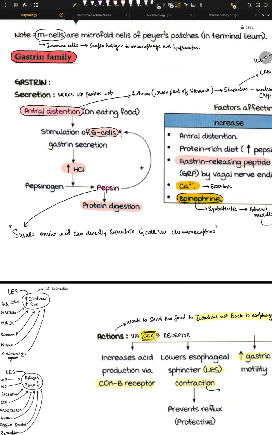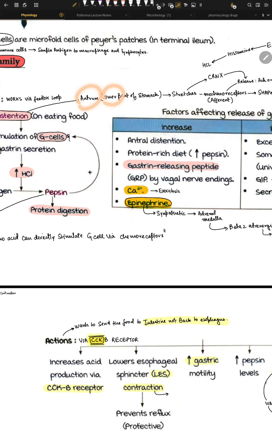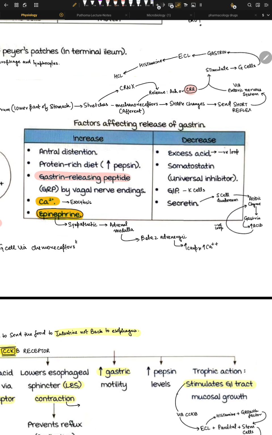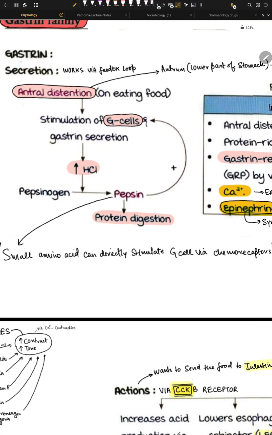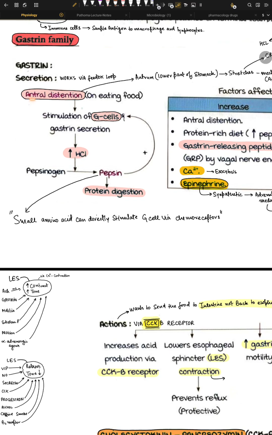So whenever we eat, we have antral distension. The antral part of the stomach expands, and then we have these stretch receptors. Antrum is the lower part of the stomach. It stretches. Now these stretch receptors get activated. Once they are activated, we have stimulation of G cells, because G cells are right there, and upon stimulation, gastrin is released.